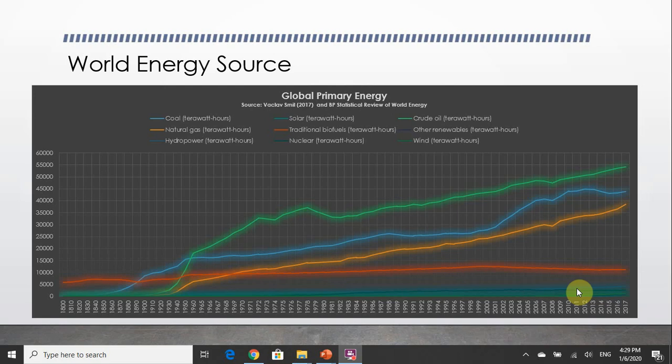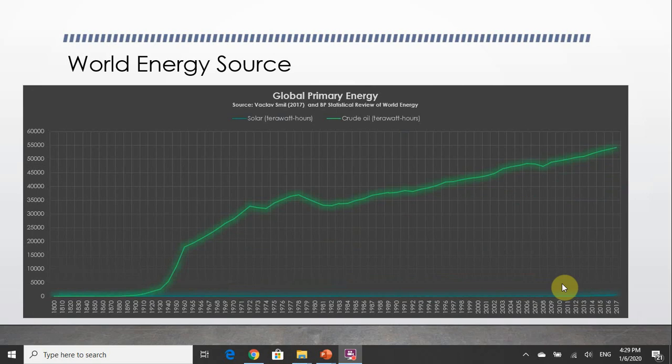So to have a clear view of the gap between the crude oil and our solar power, that's this one. Crude oil is this green line. Solar would be this blue line down here. You can really see the big gap here.